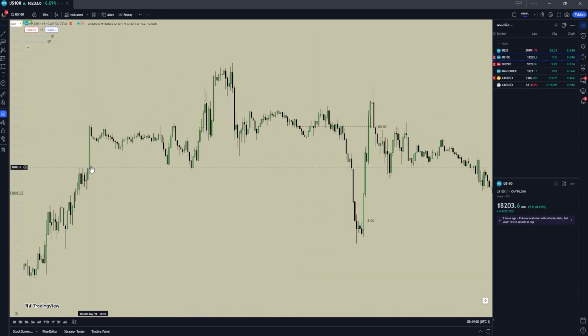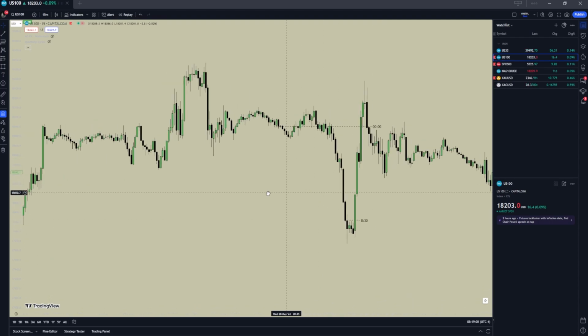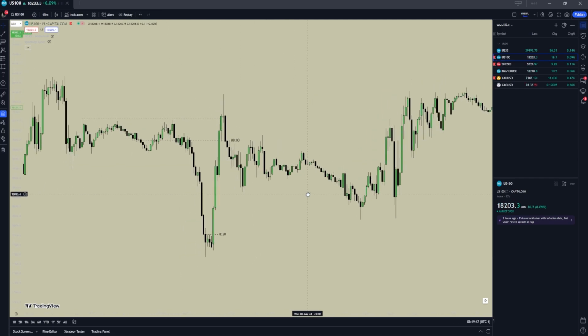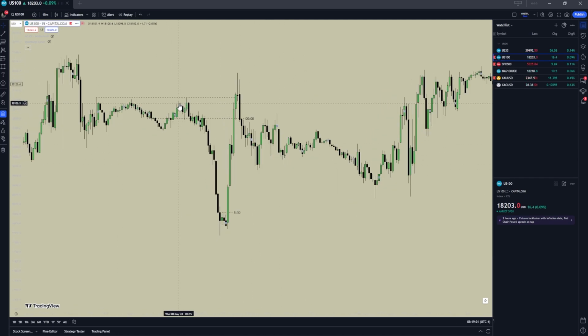Price is below a bunch of lows. It is in discount. So price is at a discounted level. My draw on liquidity for this day was up here, because we have these equal highs and we have this big gap. I wanted to see this taken. At around 3 a.m., 4 a.m., we create this move lower. Accumulation, manipulation, distribution, Judas swing.